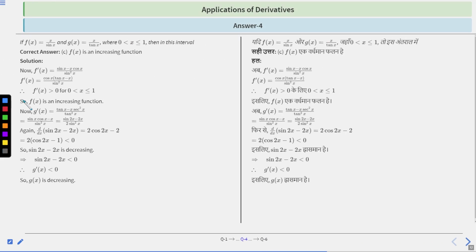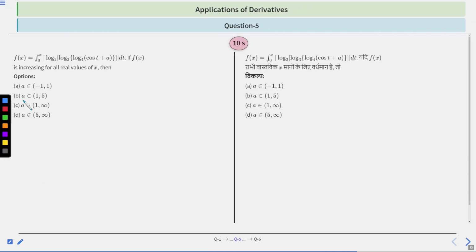Question number 5, which says if f(x) is equal to the integral from 0 to x of mod log 2 log 3 log 4 cos t plus a dt. If f(x) is increasing for all real values of x, then you have to find the interval of a, right? You have to find basically the interval of a.